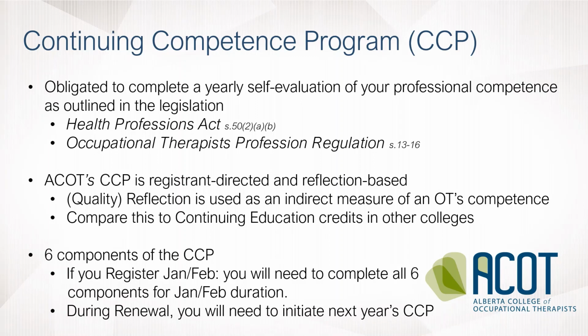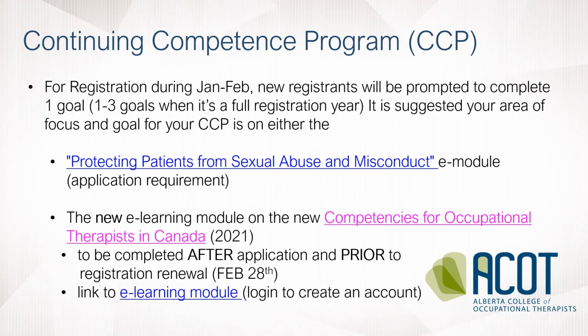There are 6 components of the CCP. If you register in January and February, you'll need to complete all 6 of the components for the January-February duration. During renewal, you'll need to initiate next year's CCP. For registration during January to February, new registrants will be prompted to complete one goal.